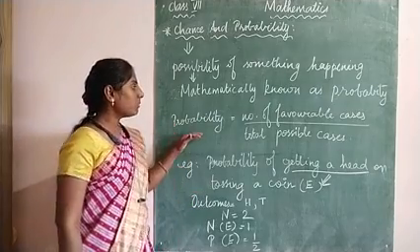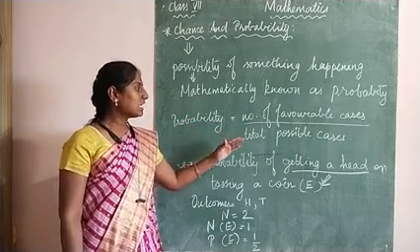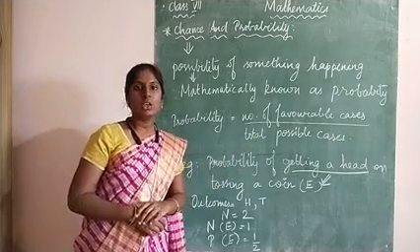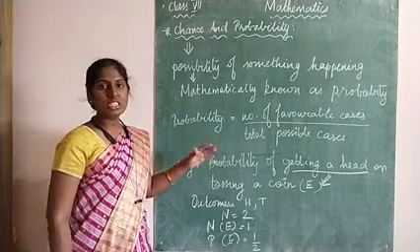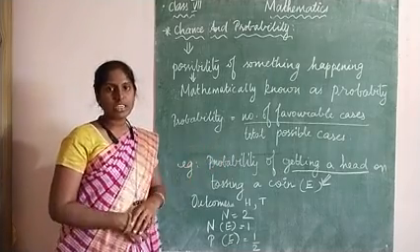So here, what is probability? How can we represent probability mathematically? Number of favorable cases divided by total possible cases. Okay, fine. If you see an example, you will get a better understanding about probability, right?